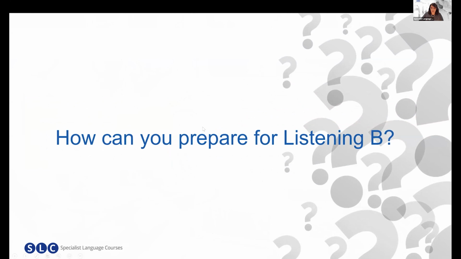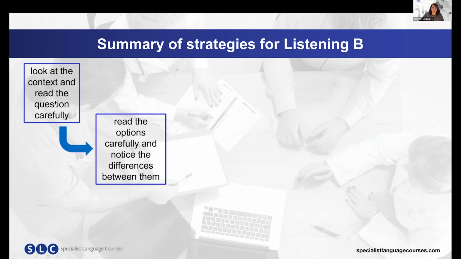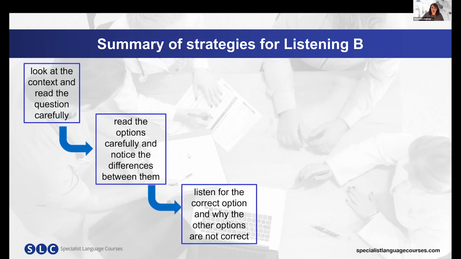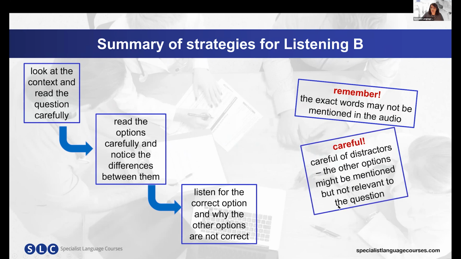So how can you prepare for Listening B? Make sure you're aware of the strategy. So look at the context, read the question carefully, paraphrase it in your mind or make notes on your question paper if necessary. Read the options carefully and notice the differences between them. Listen for the correct option and why the other options are not correct. And again, listen to the end before you make your final choice. Remember that the exact words may not be mentioned in the audio, and be careful of the distractors.